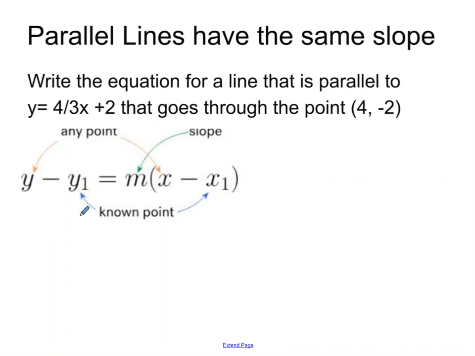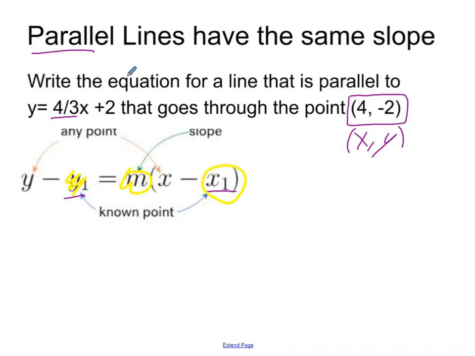So this is my equation for writing a line where I have a known point going in for y1 and x1. And the known point here is 4, -2, where x is 4 and y is -2. And the slope being parallel, the slope is the same. So I'm just going to take this shell and I'm going to put a new number in for y1, for m, and for x1. So it would be y minus the y value of -2, which would be -2, equals slope of 4 over 3 times x minus 4.